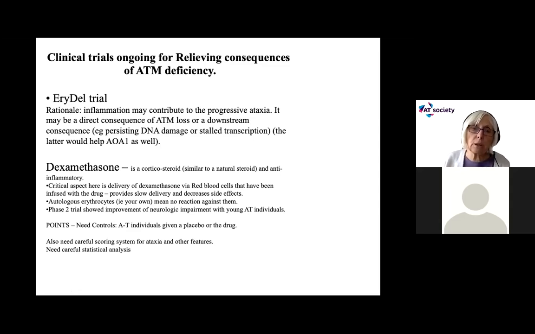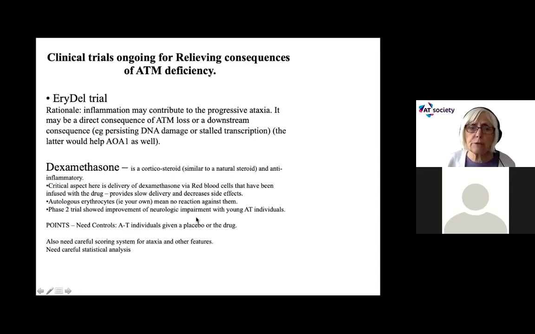So what's done is that the blood is taken from the individual, and the red blood cells or erythrocytes are infused with dexamethasone, and then that is put back into the individual and slowly releases dexamethasone into their bloodstream. It's called autologous because it's your own cells, and that diminishes any reaction against foreign material.